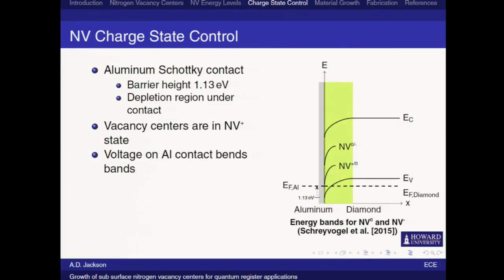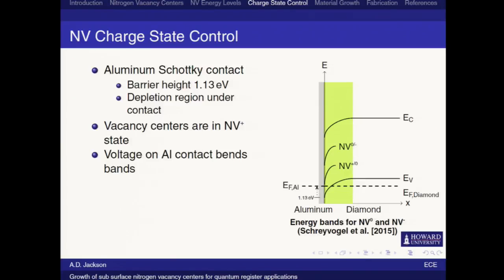So the other part of controlling the charge state is getting an aluminum Schottky contact to the surface. If you evaporate an aluminum contact to the surface, it becomes a Schottky contact, and there's a 1.13 eV barrier height. And there's a depletion region that forms underneath the contact.